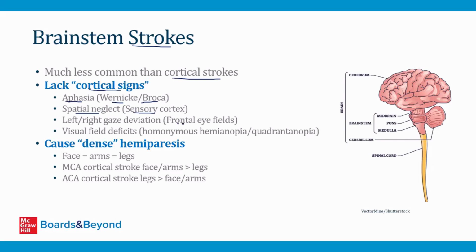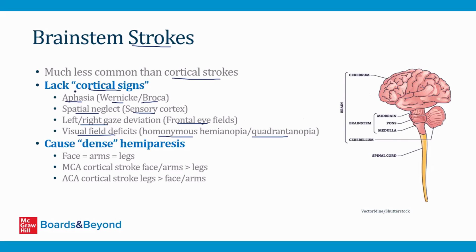If you have damage to the frontal eye fields in the frontal lobe, that will give you left-right gaze deviation, which I talk about in other videos. That's another cortical sign. And then finally, visual field defects like homonymous hemianopia and quadrantanopia. These are all caused by damage to fibers that run through the cortex. And I talk about these defects in videos in the ophthalmology section.